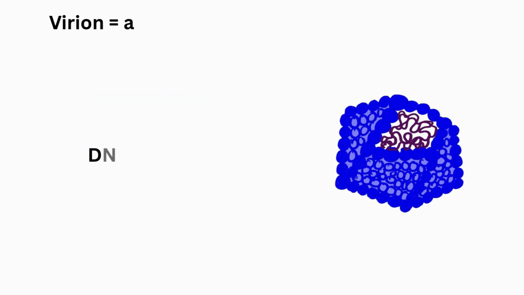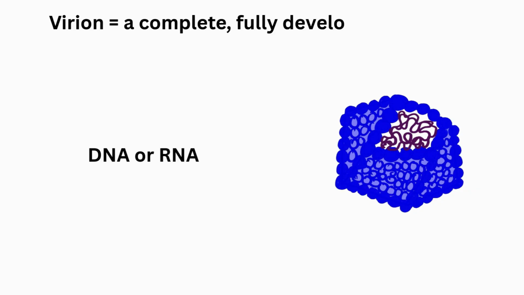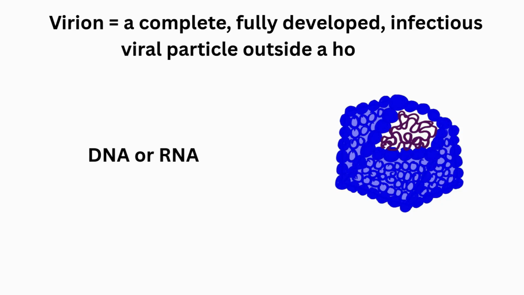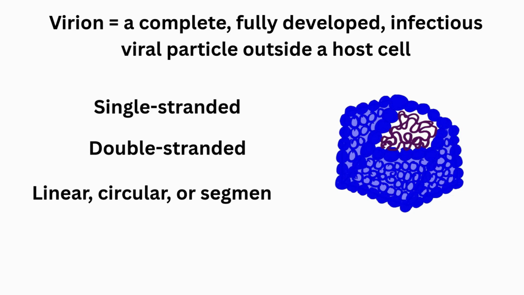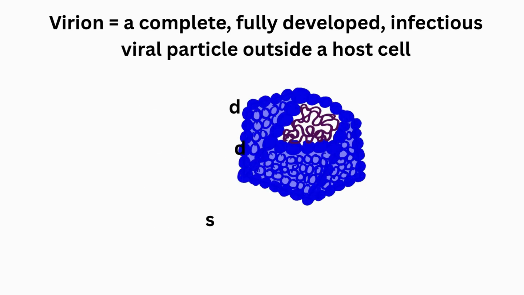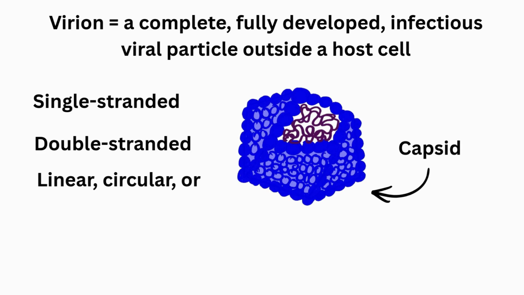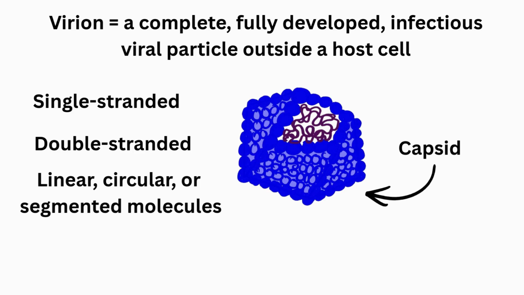The complete infectious viral particle is called a virion. A virion typically contains a genome composed of either DNA or RNA, but never both simultaneously. Viral genomes can be single stranded or double stranded and may exist as linear, circular, or segmented molecules, depending on the virus family. Surrounding a genome is the capsid, a protein shell made of repeating subunits called capsomeres that protect the viral nucleic acid and assist with host cell attachment.